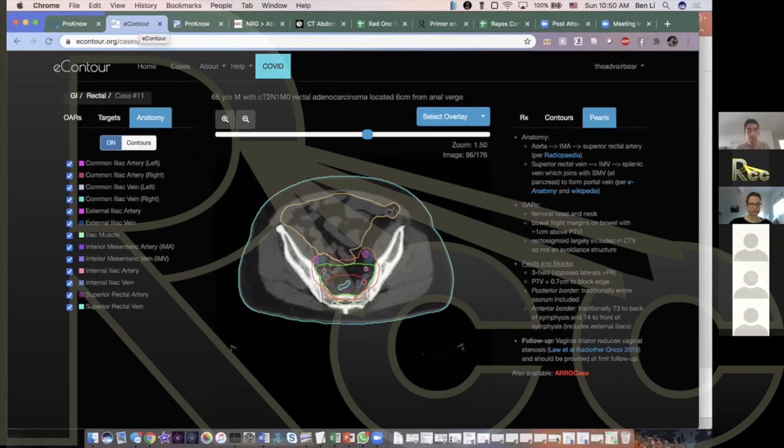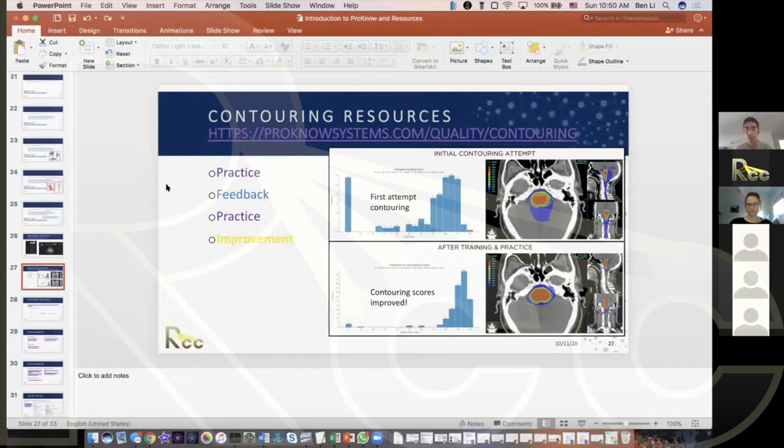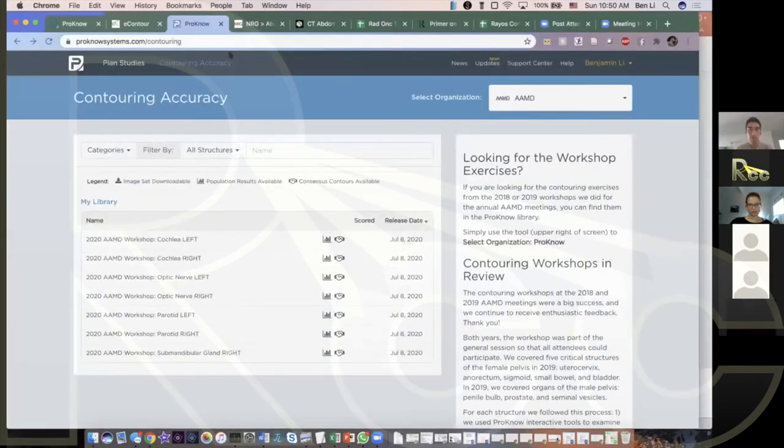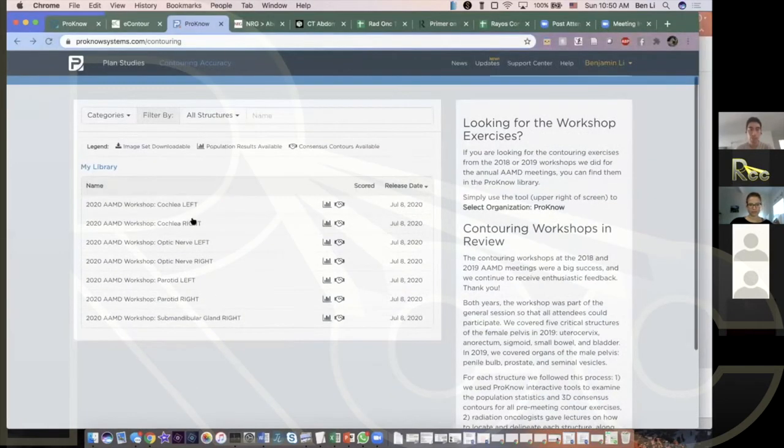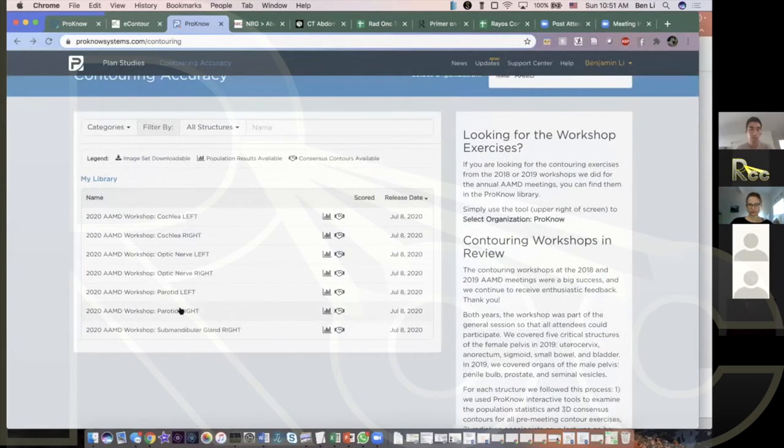The next website I want to show you is ProKnowSystems.com, and they have this quality contouring. Here you can draw something, practice, get feedback, and practice again, and you can see what your improvement is. This shows what the variability was in people's first attempt, and now after practicing, how they're able to improve their scores. This is 100%. Just using the link in the PowerPoint presentation, you can see that they currently have ways to practice for these structures, and I think they're working on developing more structures.